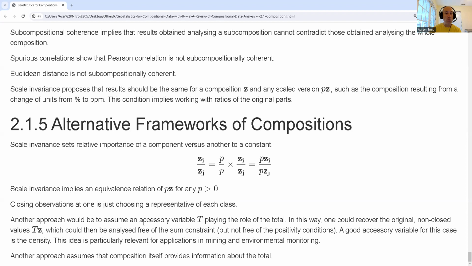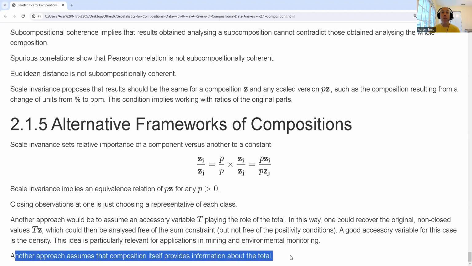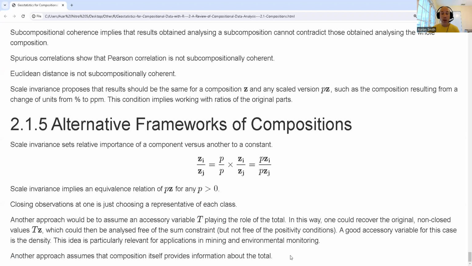Another approach would be to assume that there's an accessory variable playing the role of the total. In this way, one could recover the original non-closed values, which could then be analyzed free of the sum constraint, but not free of the positive constraint. A good accessory variable for this case is the density. And this idea is particularly relevant in applications in mining and environmental monitoring. Another approach assumes that the composition itself provides information about the total. And so in future videos, we'll dig into these aspects.